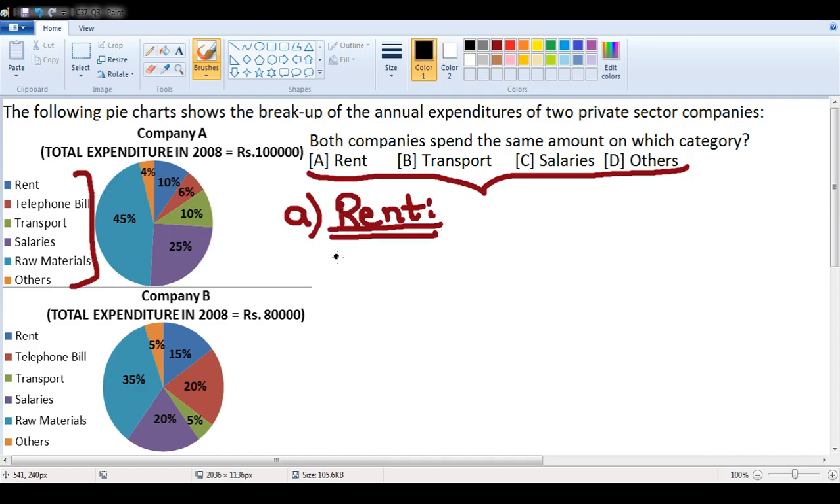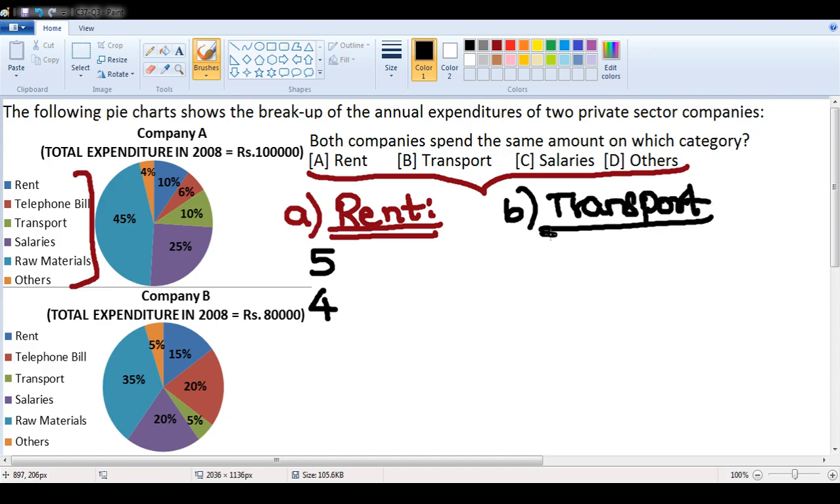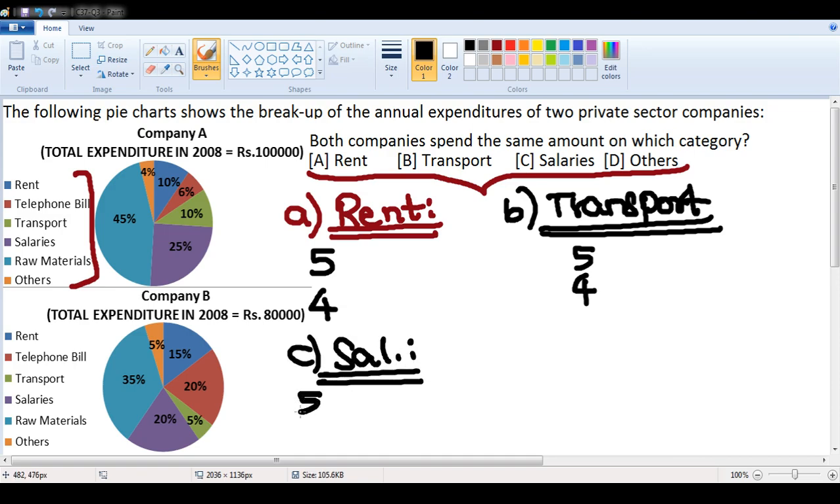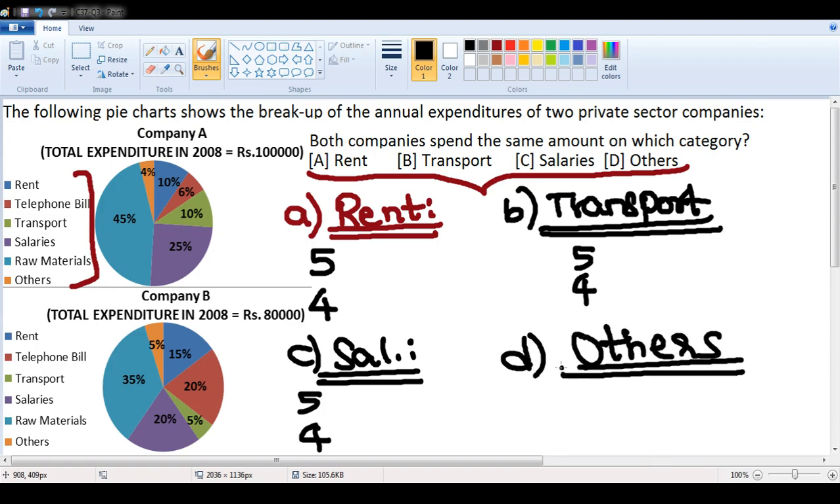For company A I will multiply by 5, for company B I will multiply by 4. That means, can I say that everywhere, for the second one it is transport, I will write it as 5 and 4. For the third one it is salaries, again I will write it as 5 and 4. Fourth one it is others, again 5 and 4. In fact, you need not write all these things, I am just writing to explain. If you can solve it very fast without using a pen, this question also.